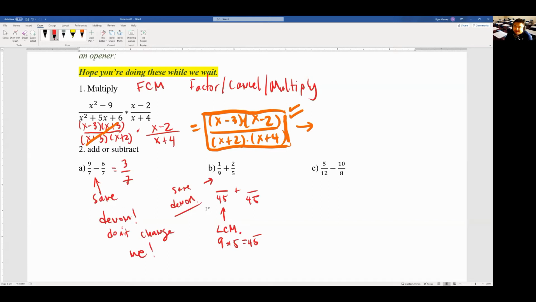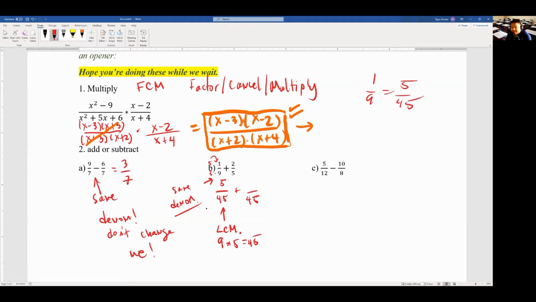Okay. And then naturally, how do we know what ends up going here? Well, to get to 45, this needs to be multiplied by 5, which means I have to also multiply the top by 5, and we get 5 here. And basically, that's equivalent. 1 over 9 is basically the same thing as 5 over 45.